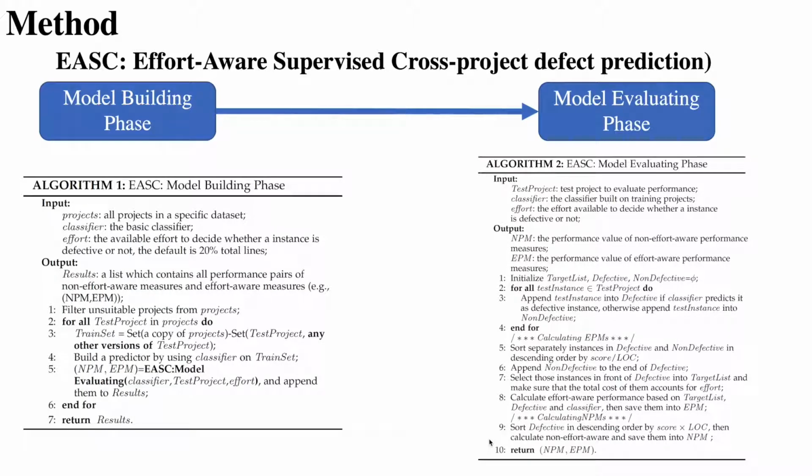Considering these limitations and yet the high impact of Zhou et al.'s work, we want to revisit their work by considering the same experimental settings and a more comprehensive set of performance measures. We first proposed an improved two-phase method named EASC, which is short for Effort-Aware Supervised Cross-Project Defect Prediction. The technical details of EASC are presented in Algorithm 1 and 2.